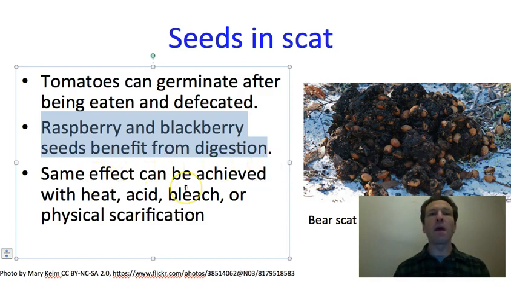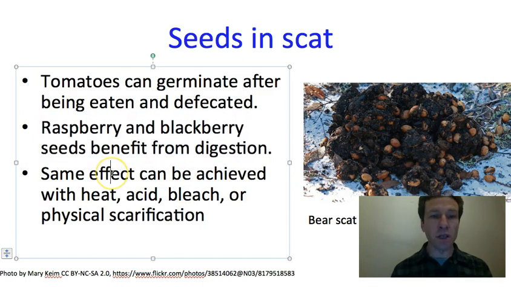In practice, when humans are trying to grow plants, we usually don't want to eat the fruits and then defecate out the seeds because it's messy and because it's not sanitary. But there's a variety of tricks that we can use to achieve a similar effect.